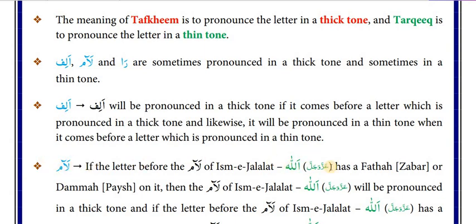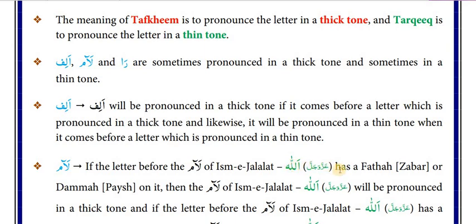If a zabar or pesh comes before the lam of Allah Azza wa Jal. These are long definitions, but I'm telling you short definitions. When a zabar or pesh comes before the lam of Allah Azza wa Jal, then read the lam of Allah Azza wa Jal in a thick voice. Like this is lam, and this is alif. Alif has one zabar, so that means a zabar comes before the lam of Allah Azza wa Jal. So read this lam of Allah Azza wa Jal in a thick voice. When a zabar or pesh comes before the lam of Allah Azza wa Jal, then read the lam in a thick voice.